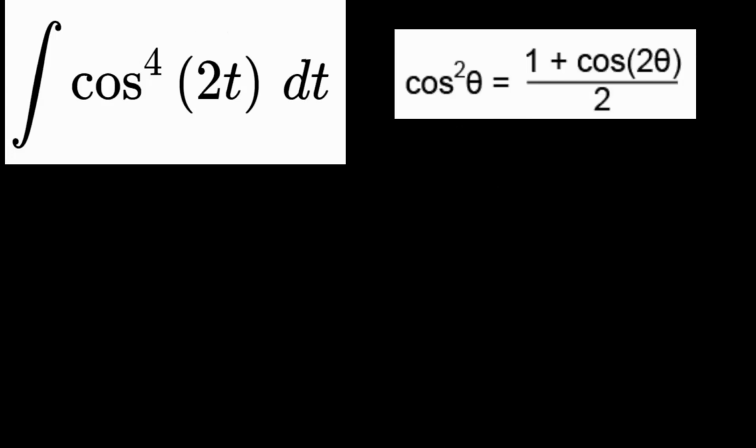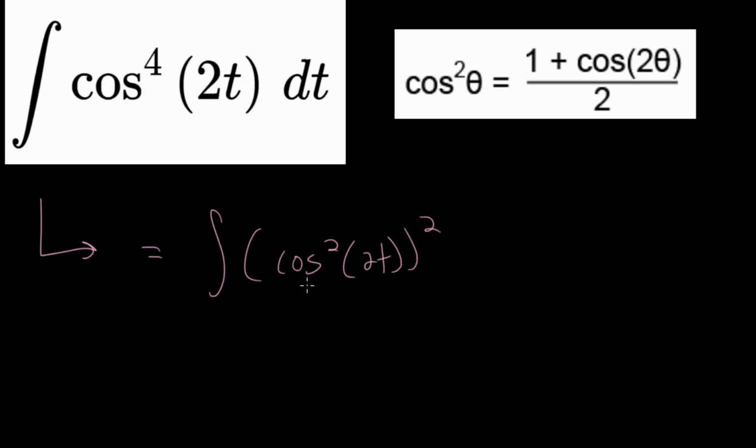And this is raised to an even power, so we can use the half angle identity to simplify this. So let me paste that in. And the key idea is to recognize that we can rewrite this as the cosine squared of 2t, and then all of that would be squared. So let's rewrite this integral as the cosine squared of 2t, and then all of this is squared. And now that we have the cosine squared of our angle, we can use this half angle identity. So let's substitute that in.